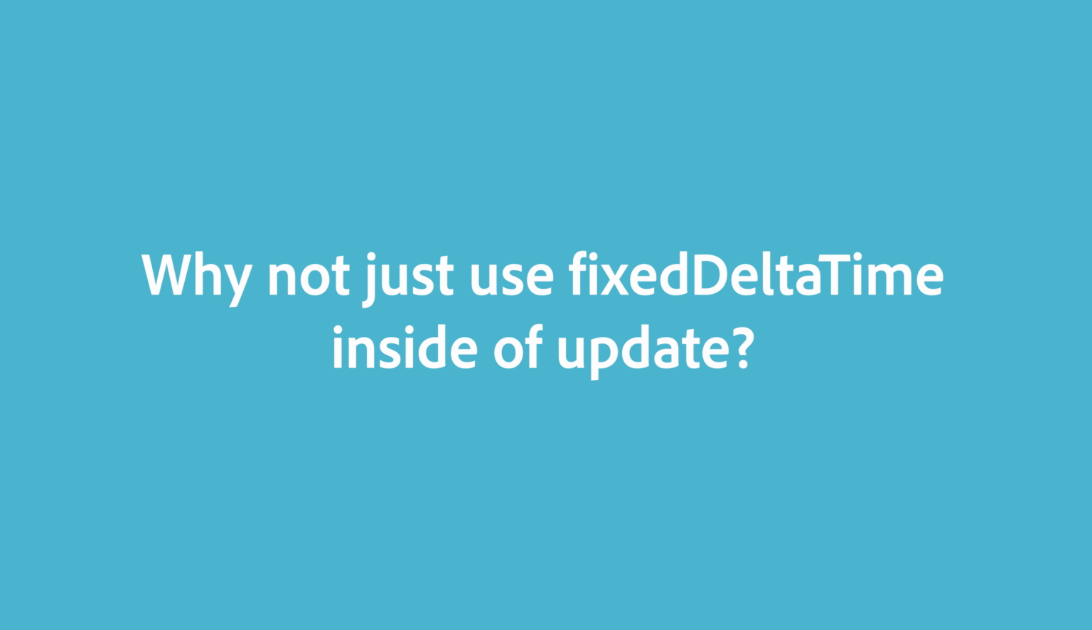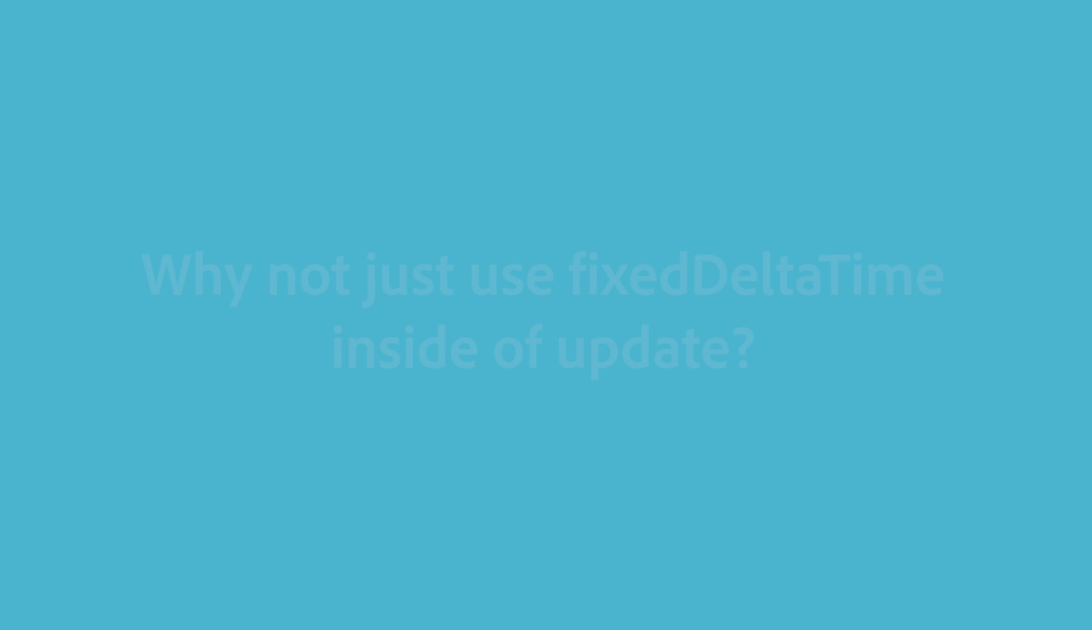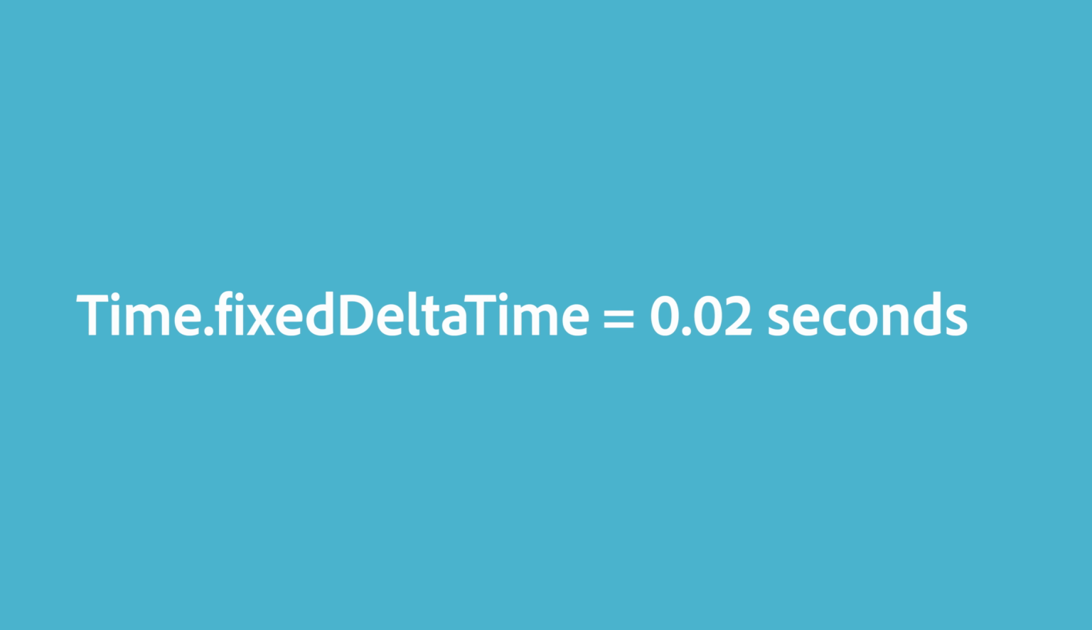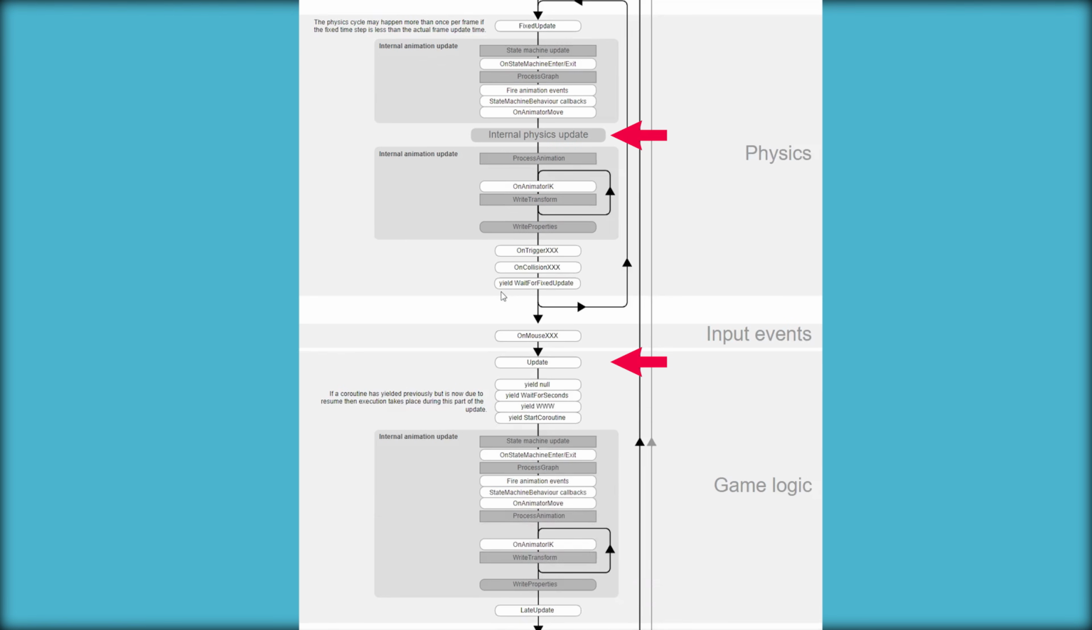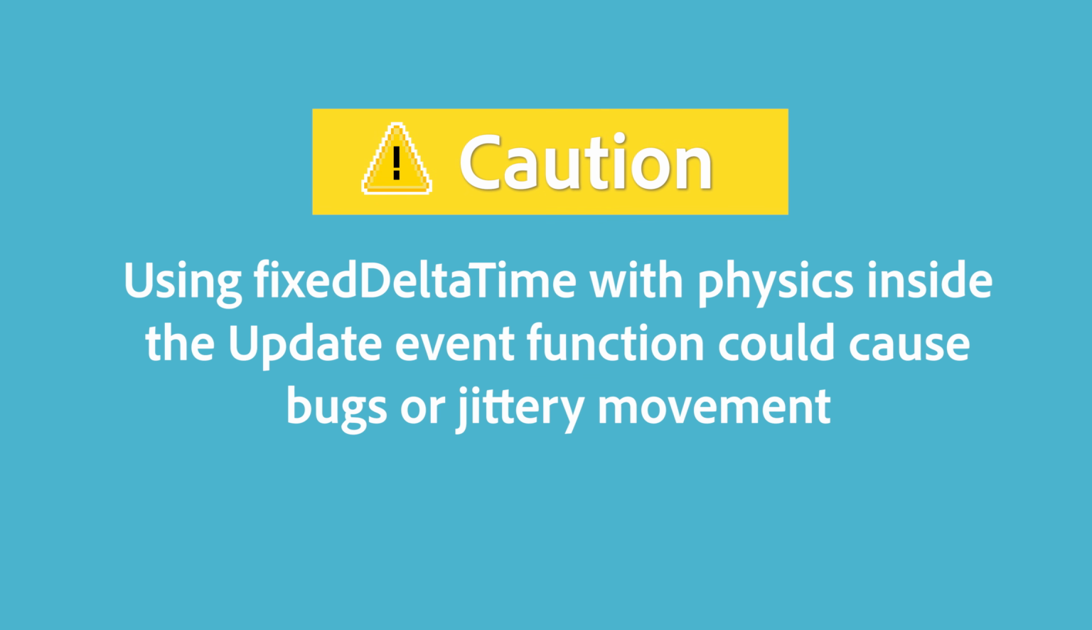Now you may be wondering, well, why not use Time.fixedDeltaTime with our physics manipulations inside the Update function instead of using both Update and FixedUpdate? Well, that's because even though Time.fixedDeltaTime is set at 0.02 seconds, Update is still running every frame and is not happening at the rate at which Unity calculates physics. It also occurs after the physics calculations, as we can see in the order of event functions. So if you go with the fixed delta time inside the Update function, just keep in mind that it could cause bugs or jittery movement due to when and what time Unity handles physics in the order of event functions.